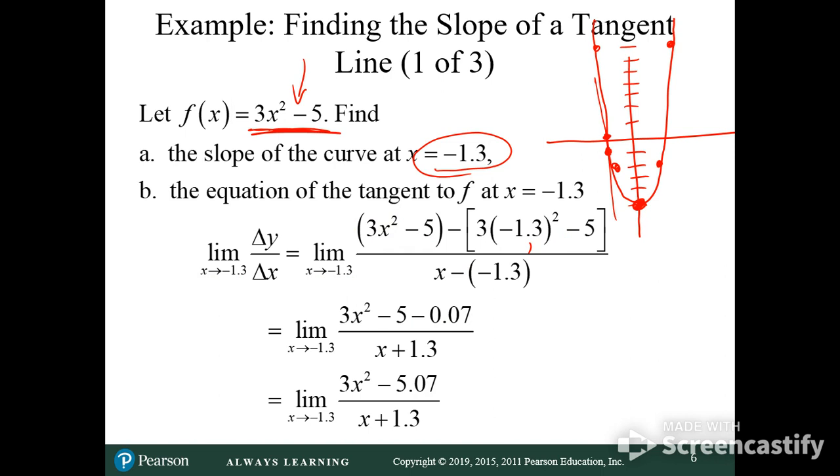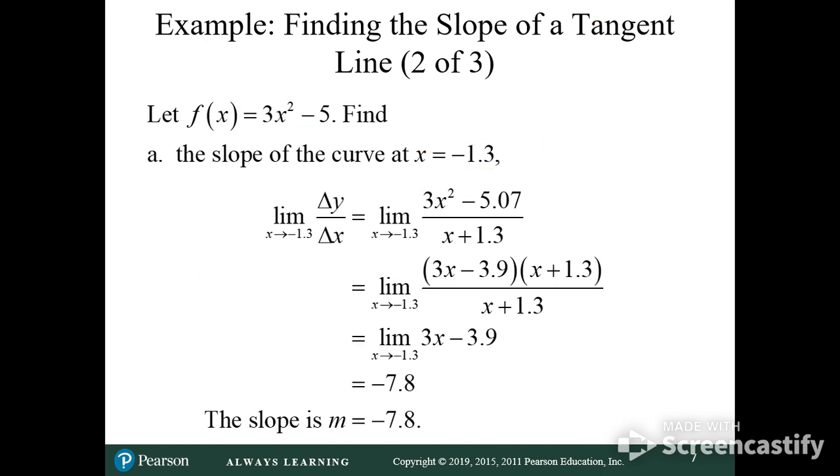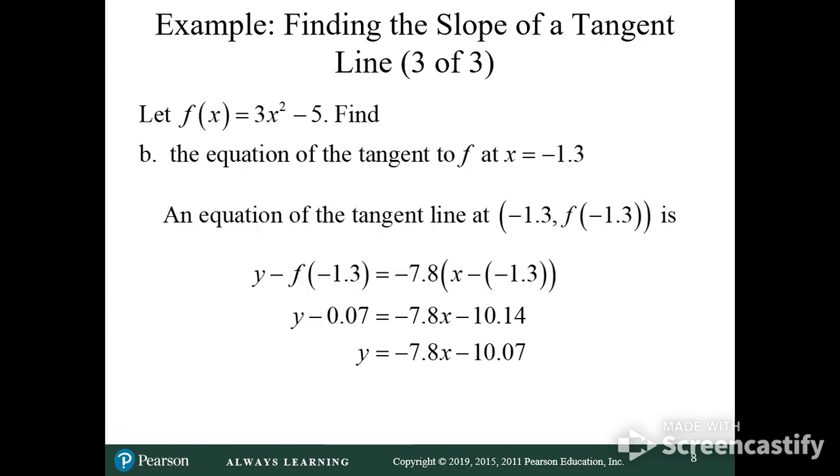This is what I just wrote down is this, okay? So I get 3x squared minus 0.507 over x plus 1.3. And then doing the limit, if we factor this and these two cancel, I get 3x minus 3.9. How would you know how to factor that? I don't know. Because they give us such hard numbers. You put the 1.3 in and it works out to be negative 7.8. That's the slope. Okay? I'm not going to give you a problem quite like that.